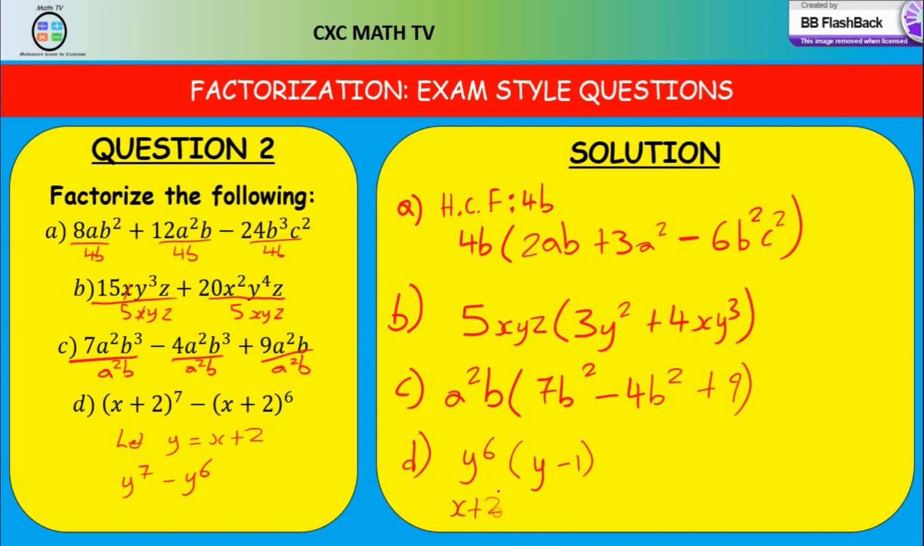X plus 2. This is (x plus 2) to the 6 in bracket, x plus 2 minus 1. So that works out to be (x plus 2) to the 6 in bracket, x plus 2 minus 1, leaving x plus 1. This is it factorized. It works out to be (x plus 2) to the 6 times (x plus 1). That is it. Nice.